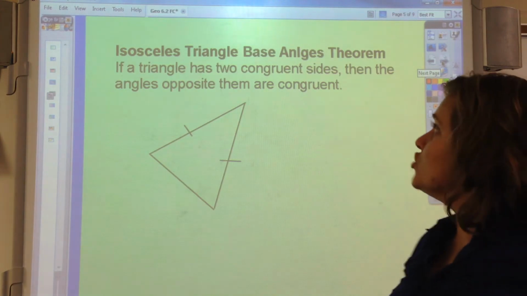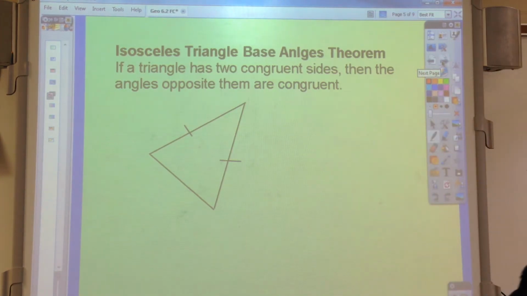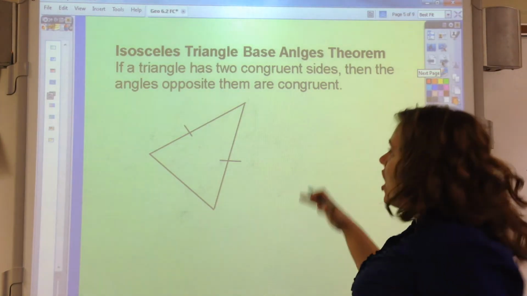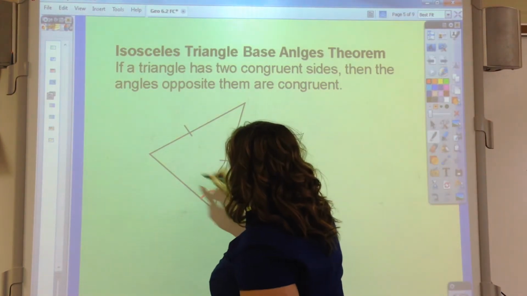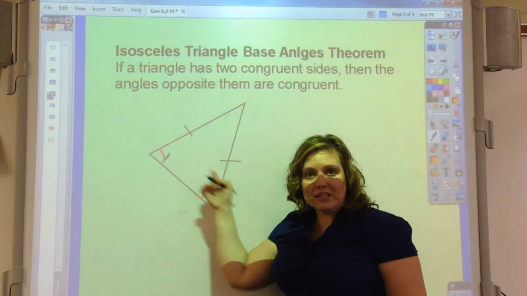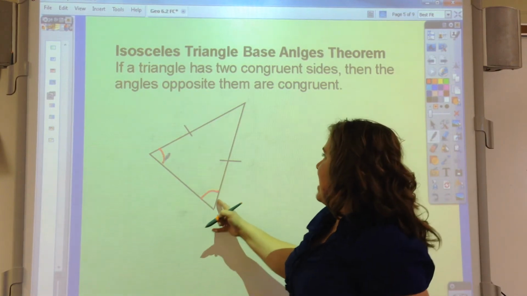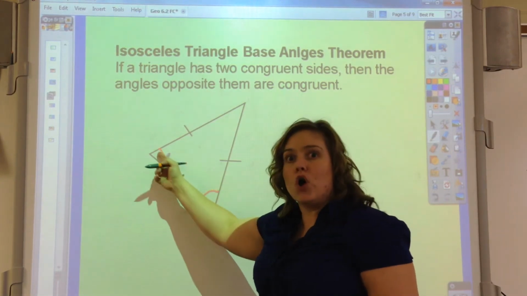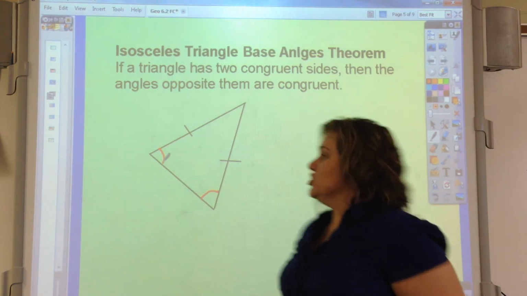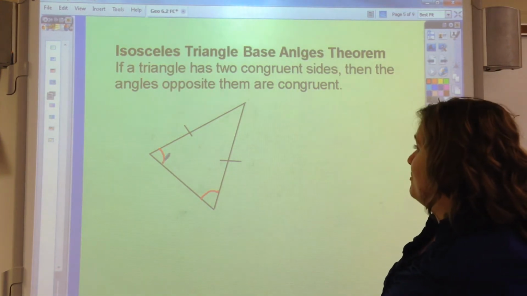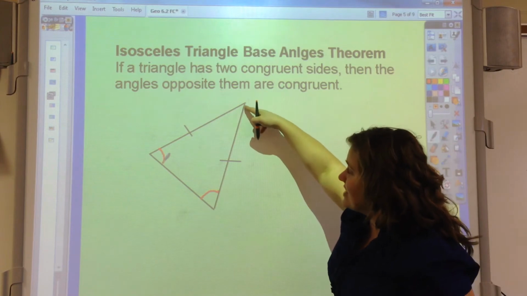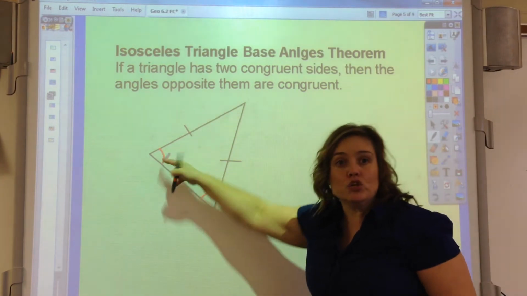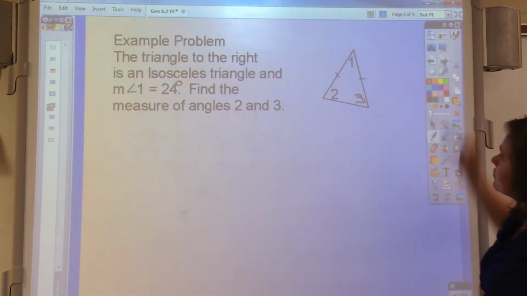The isosceles triangle base angles theorem. If a triangle has two congruent sides, then the angles opposite them are congruent. So basically, if my side lengths are congruent, then the angles opposite those congruent lengths also have to be equal, which we'll talk more about in a moment. Again, notice your vertex angle is connected to these two congruent side lengths.